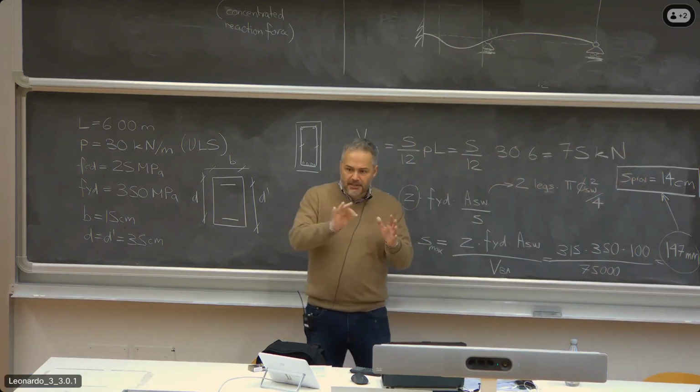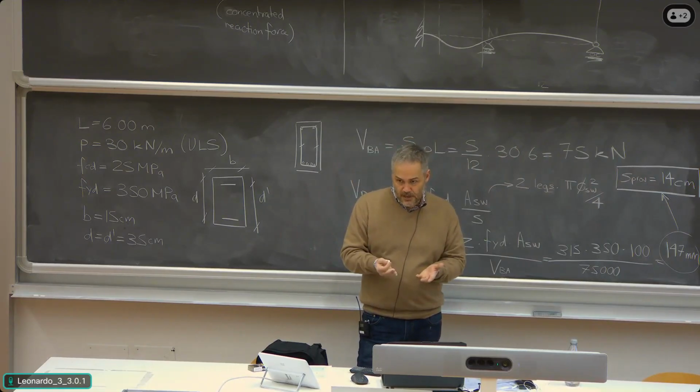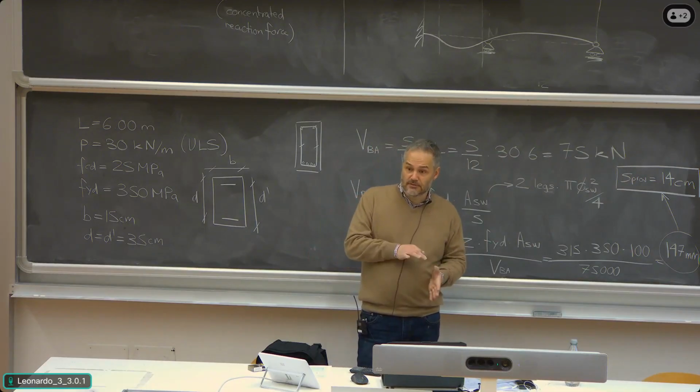Okay? Remember this big difference with respect to the previous point? In bending, when we design the reinforcement, we round it up. When we design the stirrup spacing, we round down to be always on the safe side. Okay?